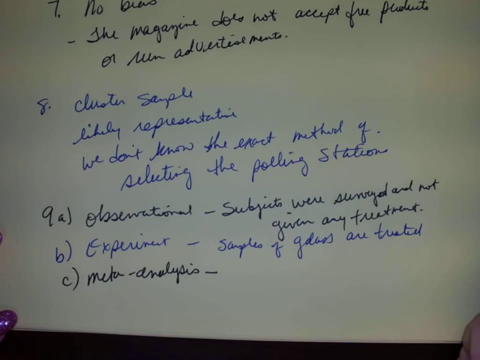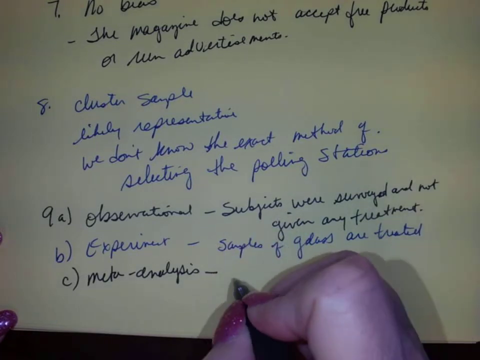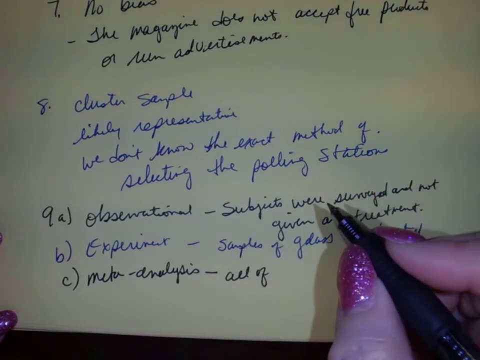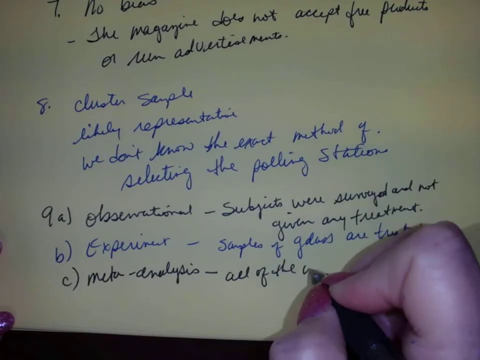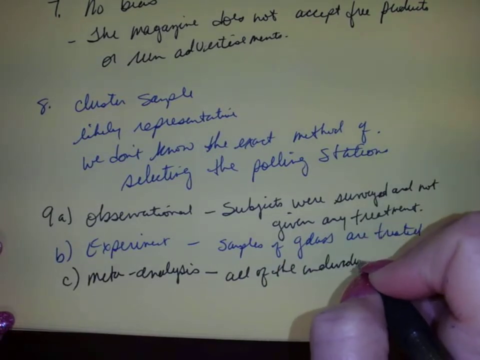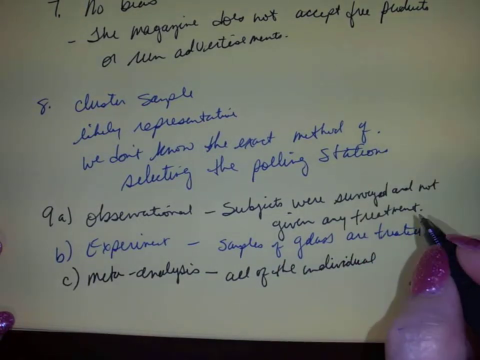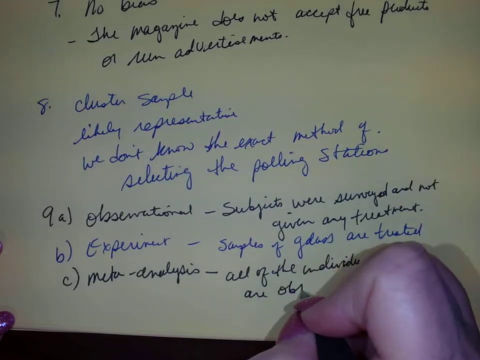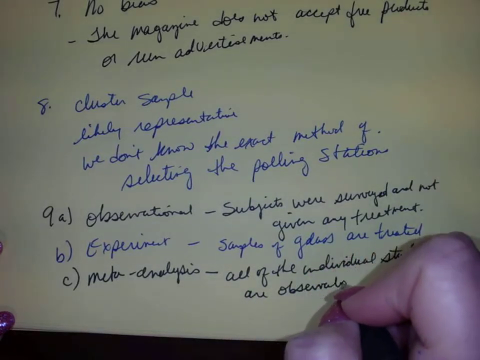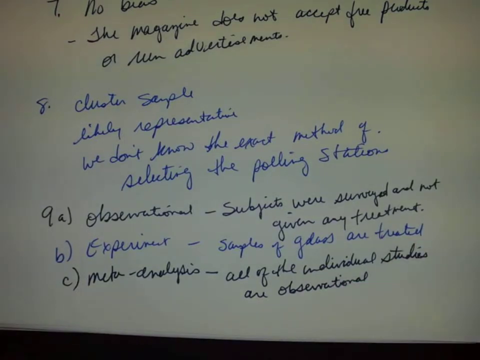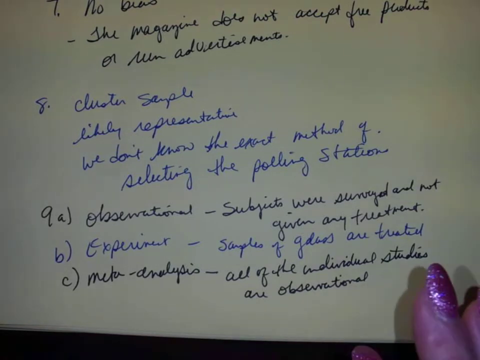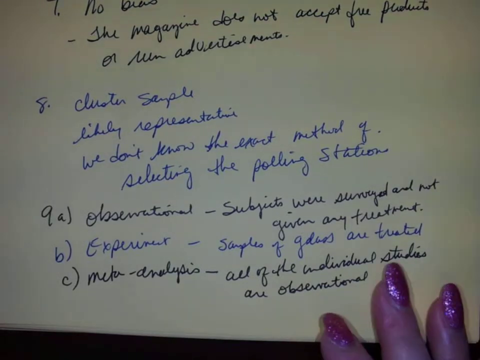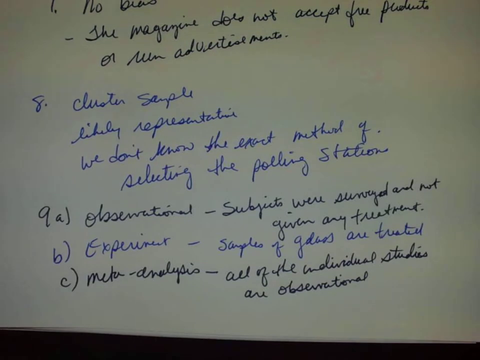And all of the individual studies are observational, because even in all of the studies, they weren't doing experiments. They were taking notes, like, did the people that lived there get cancer or not? And so those would be observational studies where they observed what happened. They didn't actually do anything to the people.